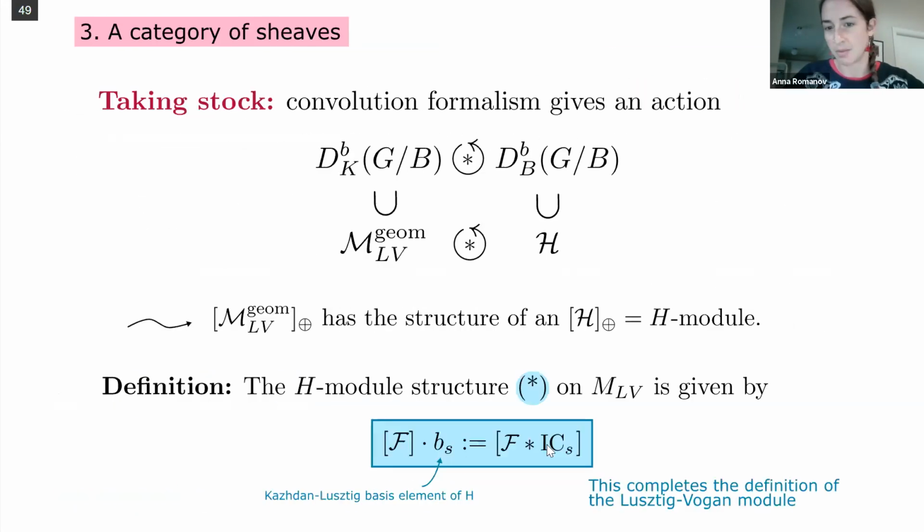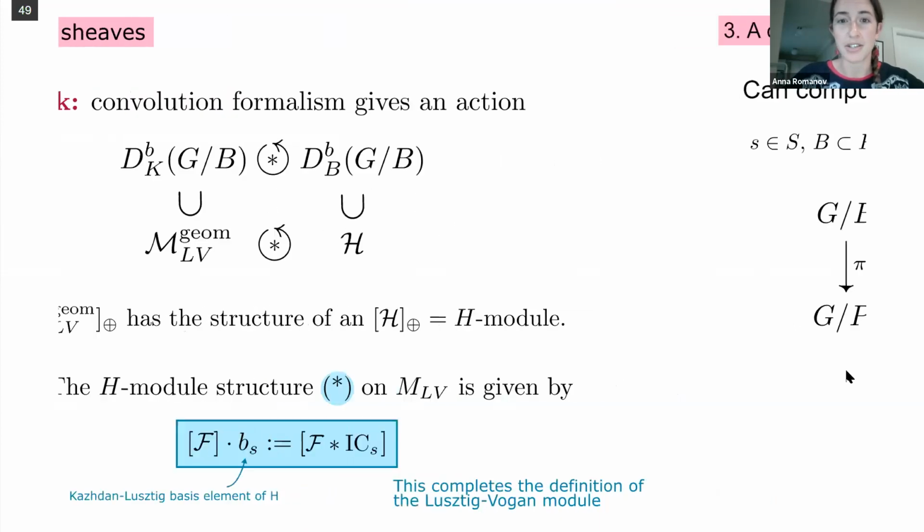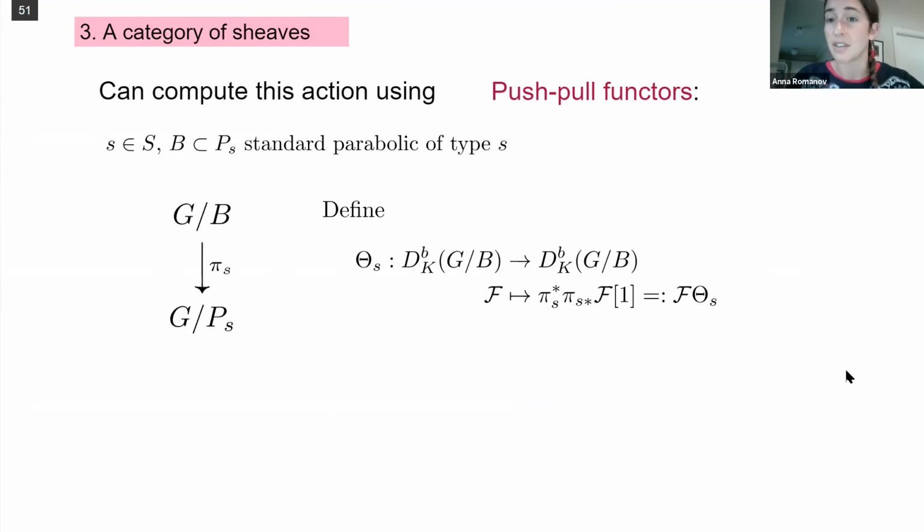So the last thing I was going to say here is that I've defined this action in terms of convolving with an IC sheaf. In practice, this is maybe not the easiest construction to do, and so this slide is just saying that there's another way that we can realize this. Convolving with an IC sheaf is the same as pushing and pulling under this projection from G/B to G/P_S for some standard parabolic. And this is a useful fact in computations.